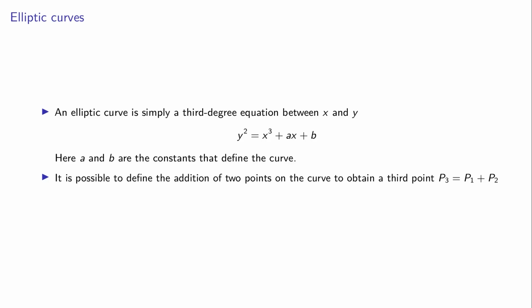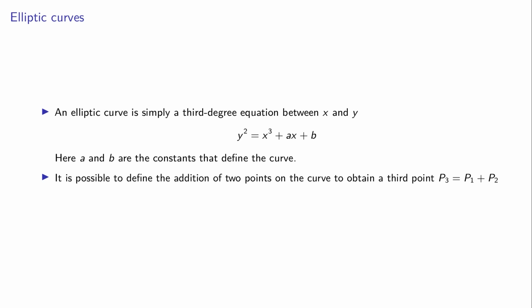So one class of groups that is often used in cryptography are based on elliptic curves. An elliptic curve is a third-degree equation between x and y. So the equation reads y squared equals x cubed plus ax plus b. A and b are the constants that define the curve, and the x and y are solutions to this equation.